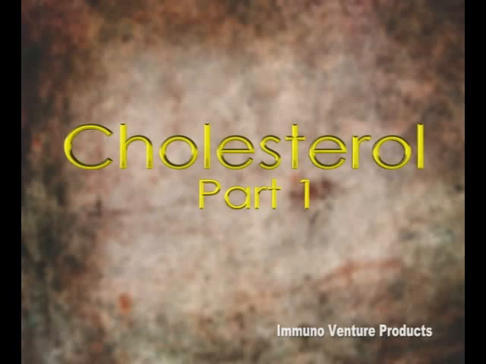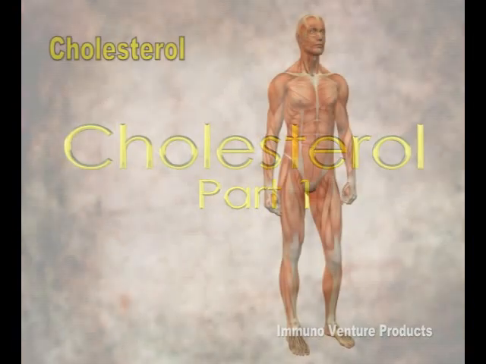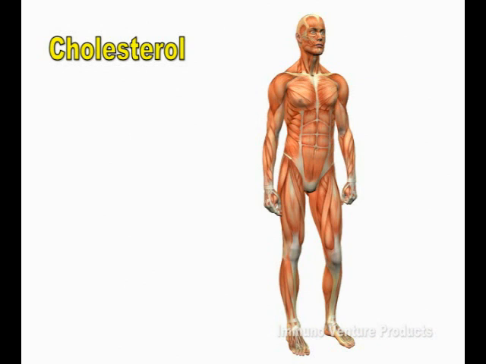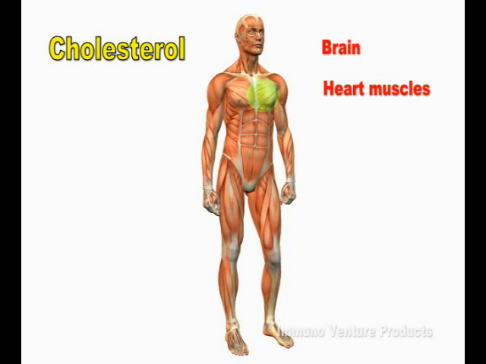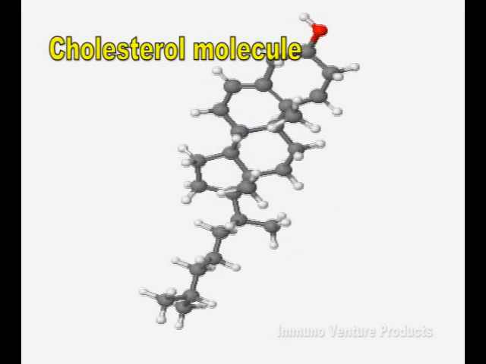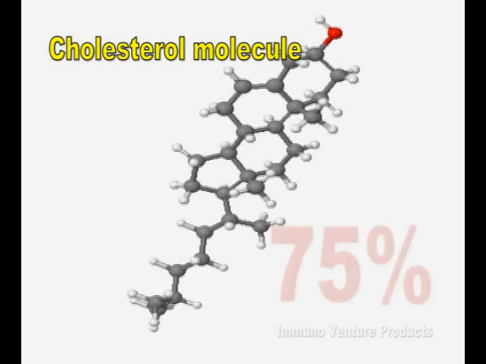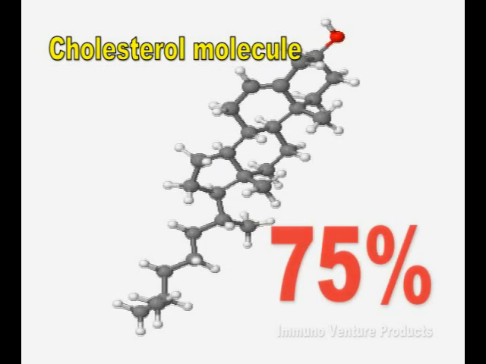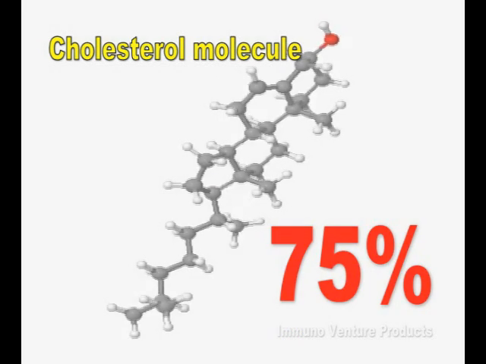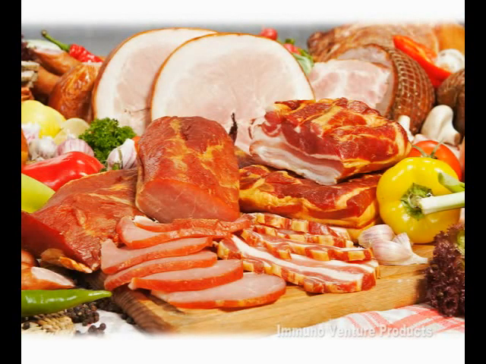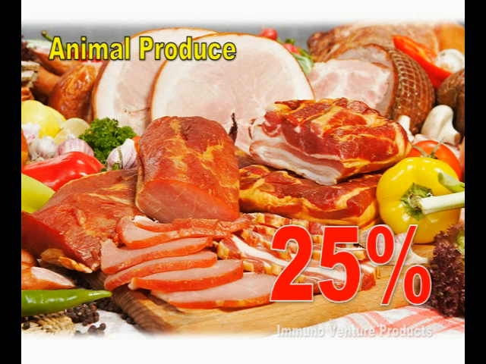Cholesterol. Part 1. Cholesterol is a soft, wax-like fatty substance that is found in all the body's cells. This is the cholesterol molecule. 75% of the cholesterol used in the body is produced by your liver. The other 25% is obtained from a diet of animal produce. But cholesterol is not obtained from plant food sources.